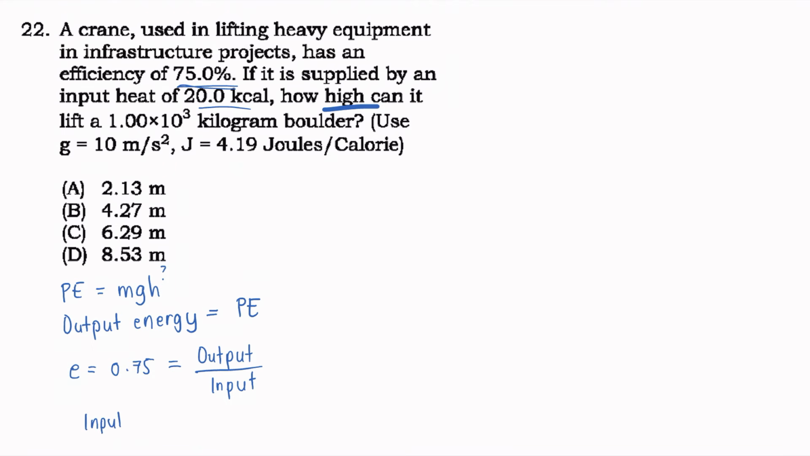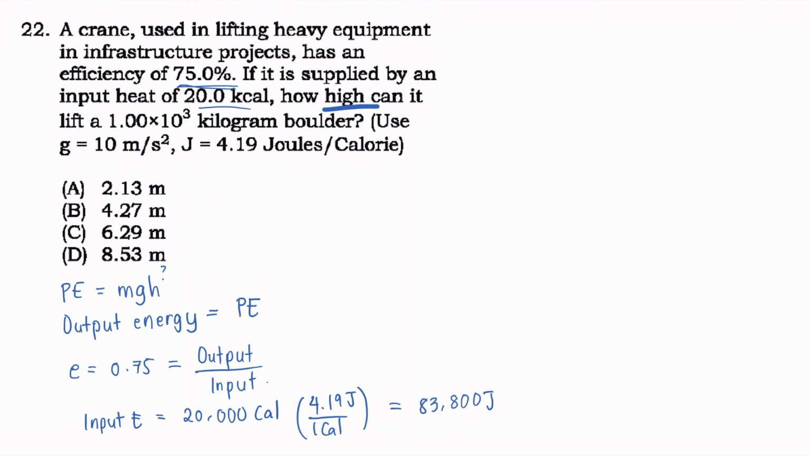So, input energy is equal to 20,000 calories. I-convert lang natin ito into joules. So, sa isang calorie, mayroong 4.19 joules. Makukuha natin yung sagot na 83,800 joules. So, kayo na bahala mag-multiply. Try to practice solving without the use of calculator.